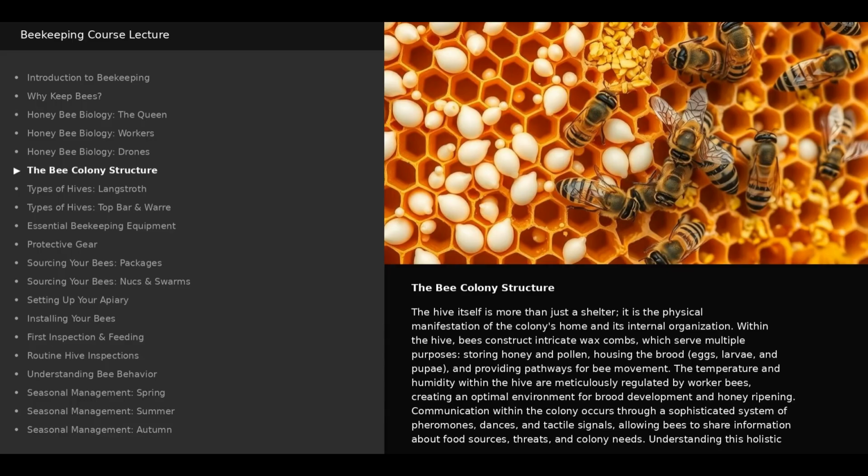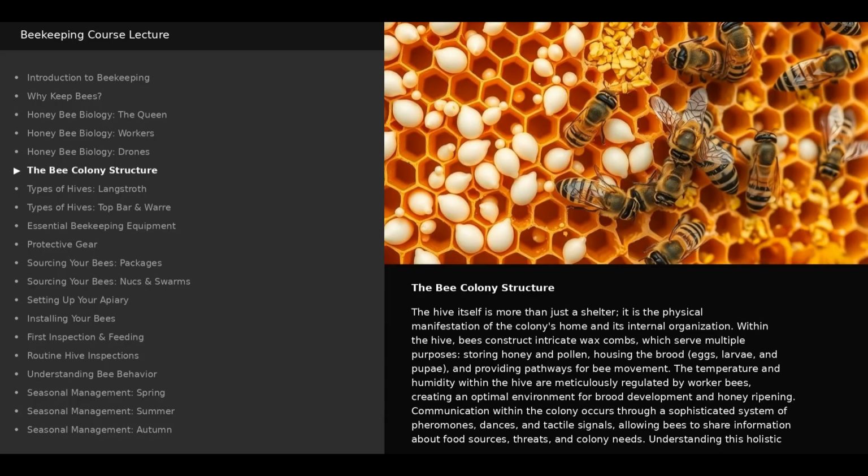The temperature and humidity within the hive are meticulously regulated by worker bees, creating an optimal environment for brood development and honey ripening. Communication within the colony occurs through a sophisticated system of pheromones, dances, and tactile signals, allowing bees to share information about food sources, threats, and colony needs.